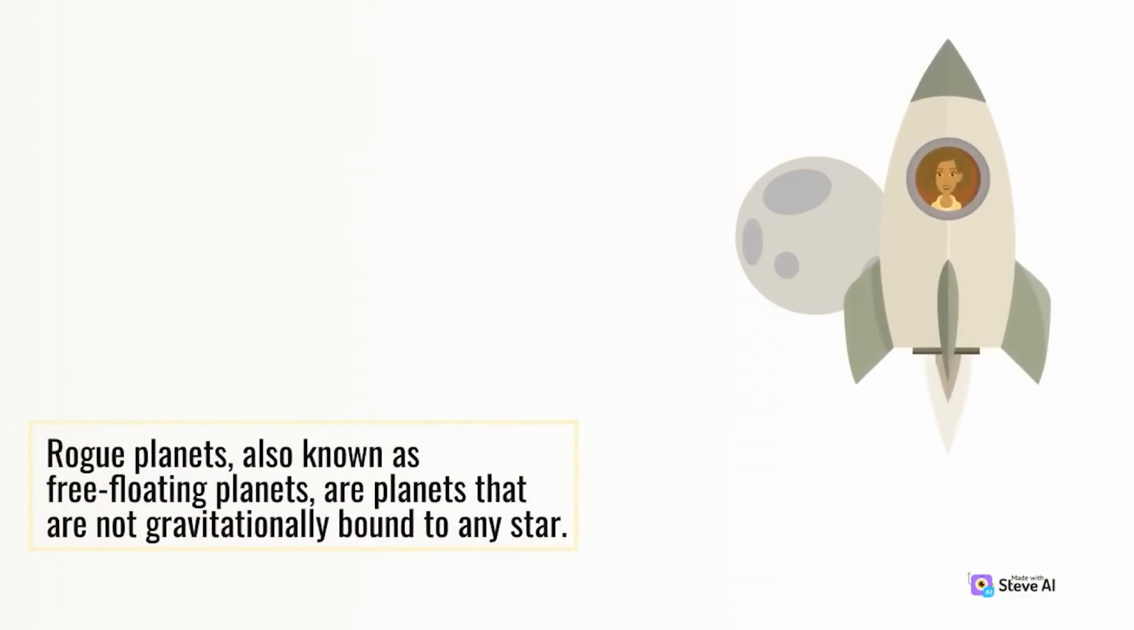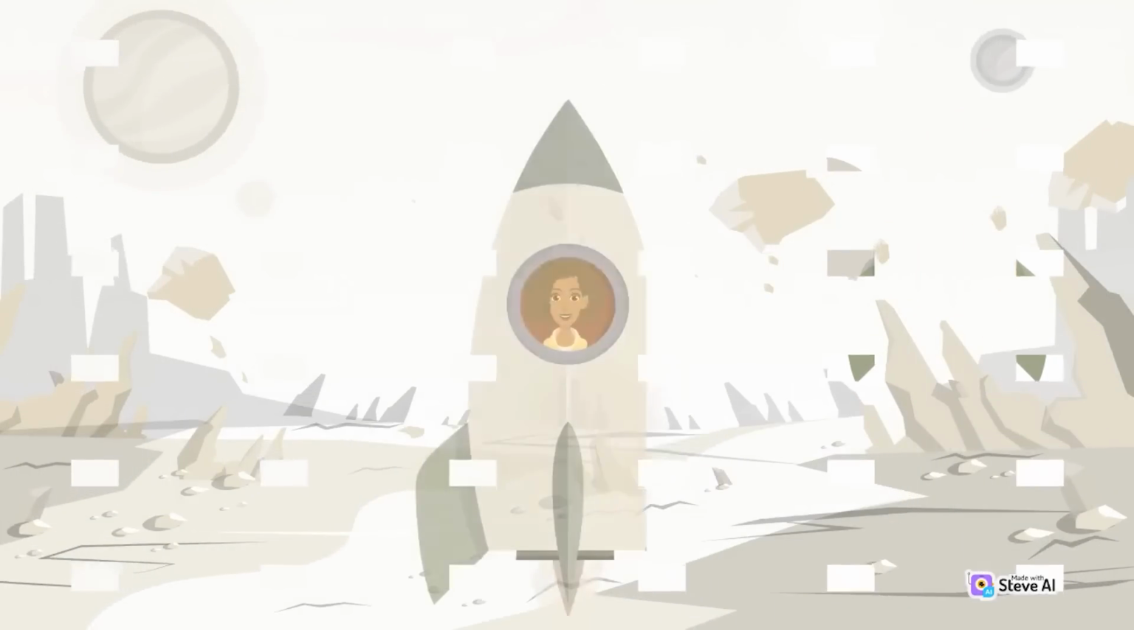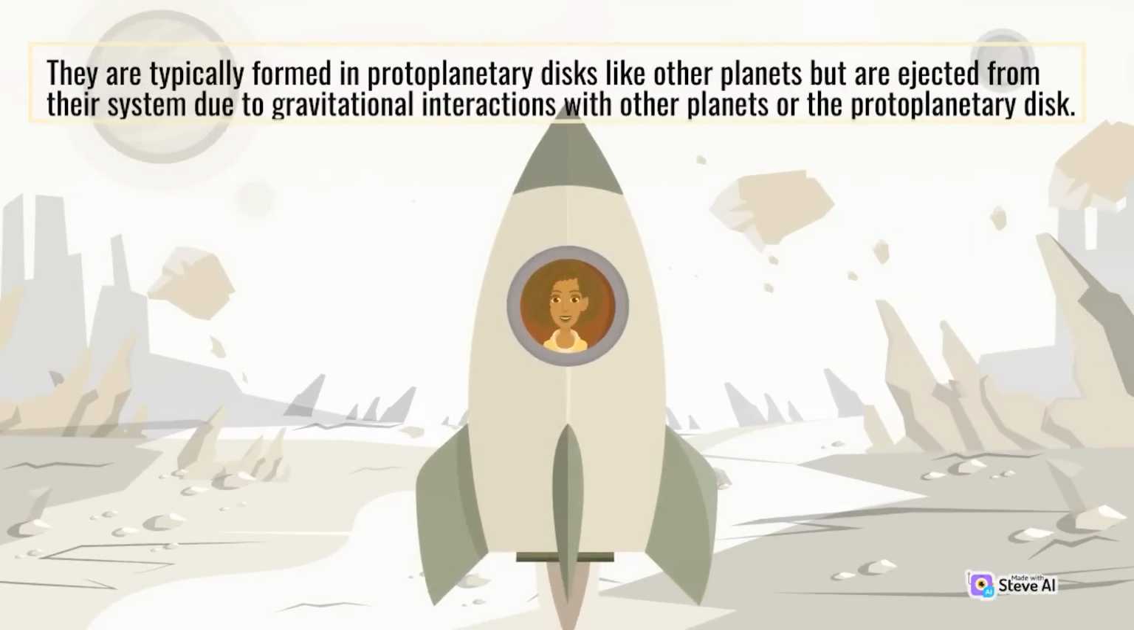Rogue planets, also known as free-floating planets, are planets that are not gravitationally bound to any star. They are typically formed in protoplanetary disks like other planets but are ejected from their system due to gravitational interactions with other planets or the protoplanetary disk.